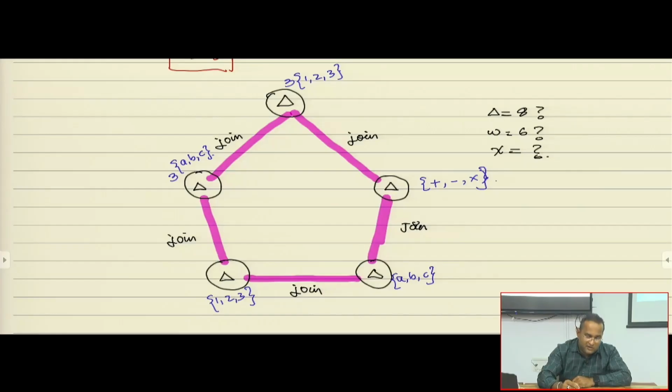Let us try to see this portion. 1, 2, 3, A, B, C and 1, 2, 3. Can we change any color here? There is no chance of changing any color, right? So here we can change the color. Now can we change here? A, B, C.